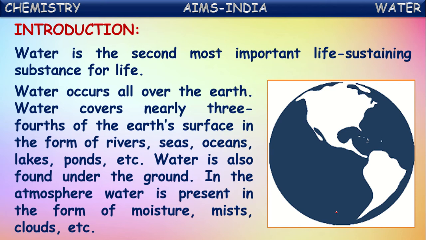We collect this groundwater often in the form of bore wells and with motors. So water is available on the surface of the earth, and it is also present under the layers of the earth in the form of groundwater. This water is also available in the atmosphere, in the form of moisture, mist, clouds, etc. So we can say this water is occurring all over the earth.